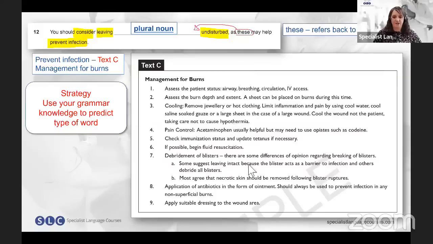That's great. So we're looking particularly at point number 7. And if we look at 7a, we find that we're reading in the right place. So some suggest leaving, so one of our keywords is the same here, leaving intact because the blister acts as a barrier to infection. So here we've got barrier to infection, prevent infection, but we know that it needs to be a plural. So this, the blister, is not quite the right word. And the one we want to choose is blisters. So it fits grammatically into our sentence there.